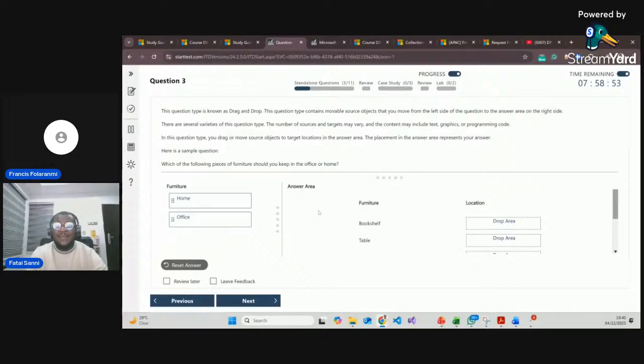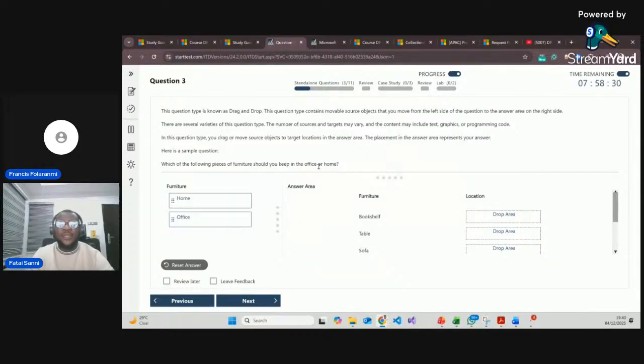Now, the other type of question you get to see are drag and drop questions. Okay, so this is the kind of question where you match objects. All right, so it tells you in this question you drag or move source objects to target locations in the answer area, and the placement in the answer area represents your answer. So which of the following pieces of furniture should you keep in the office or home?